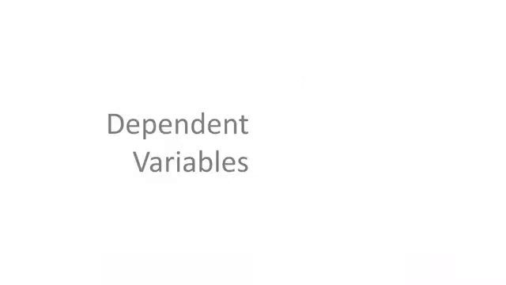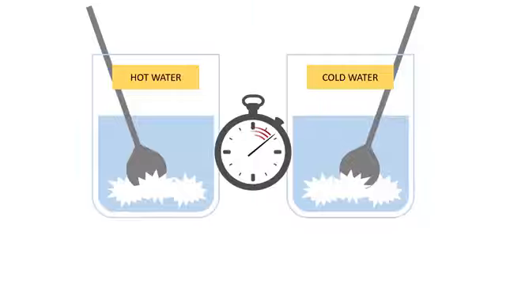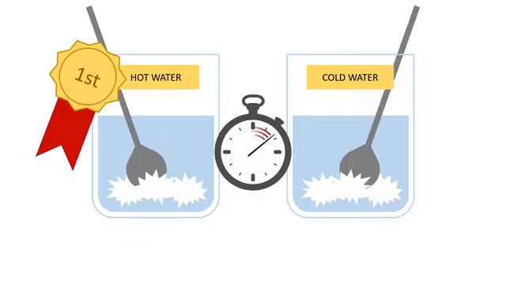Lastly, the dependent variables. The dependent variables are your results. These are the changes that happened because of the independent variable. This is the result of using hot water versus cold water. So, in the case of this experiment, the dependent variable, the result of this experiment, is that hot water dissolved its detergent first.